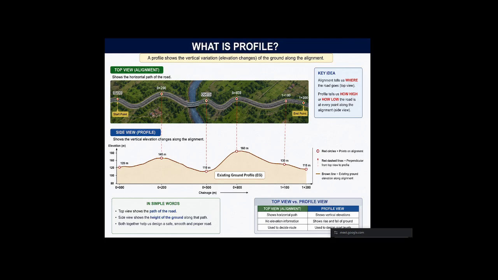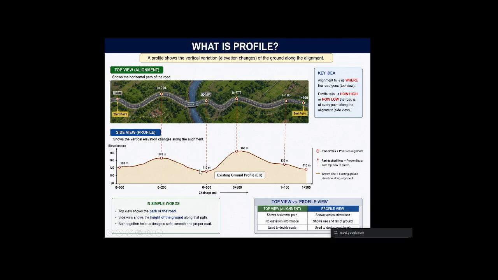Now check this image properly. Whatever the content I provide here in the image, see, as you know, the alignment shows the road in a plan view. Okay. And the profile shows the road in a side view. You can see this is a plan view and this is a side view. A profile represents the elevation changes along the alignment. Whatever the changes of elevation throughout the alignment, the profile is shown here.